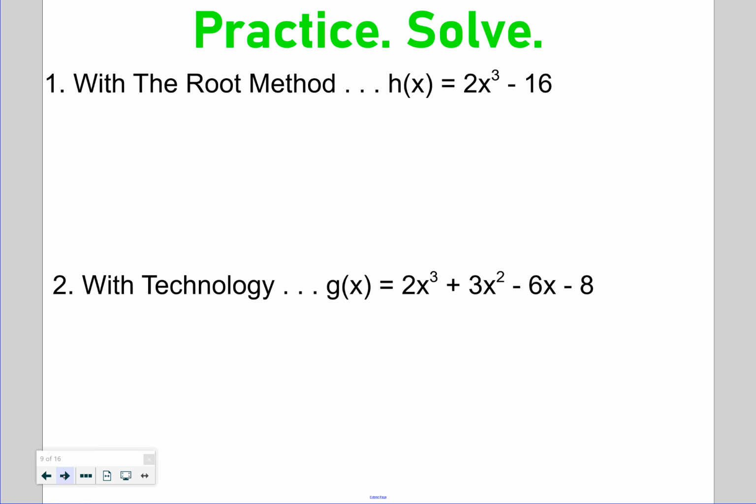All right, moving on. Here are a couple problems for you to solve. For number 1, I want you to solve using the root method. For number 2, I want you to solve with technology.